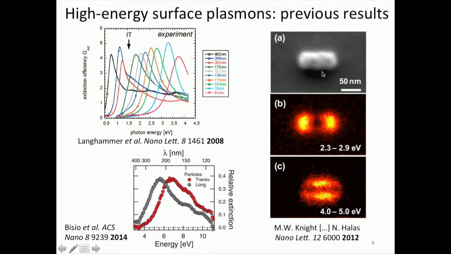So if you shine light along the narrow width of the nanorod, you excite high energy dipole surface plasmons up to 5 eV, for instance. And if you shine light polarized along the long dimension of the rod, you would excite lower energy surface plasmons.